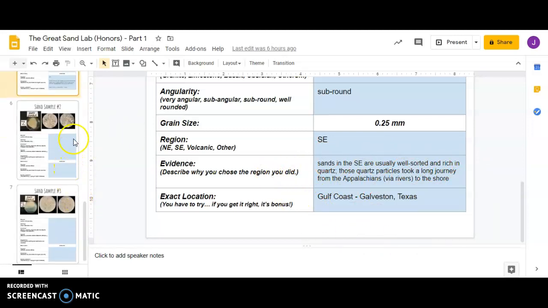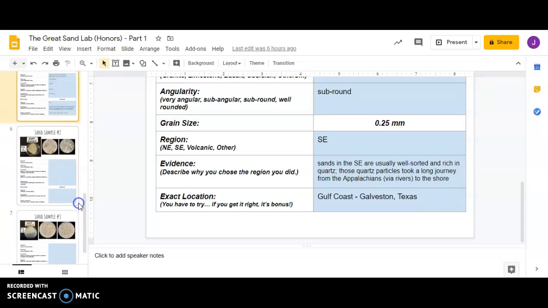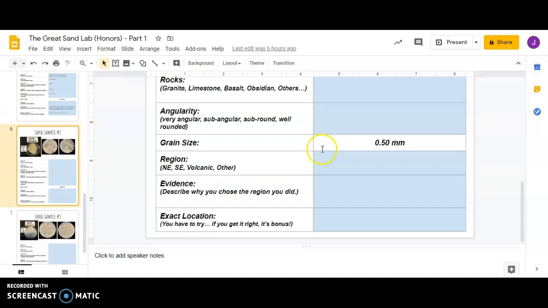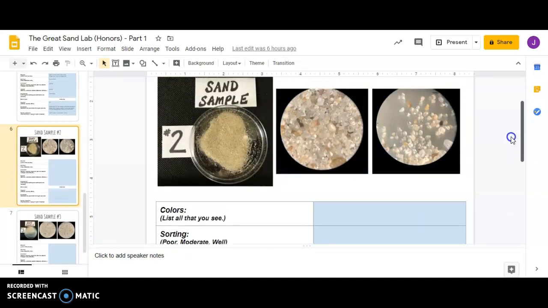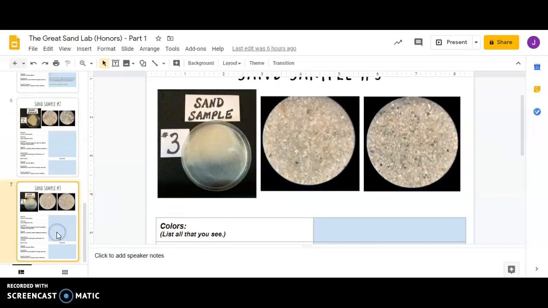It's kind of fun. Okay. So that's the first example. You can use this as a baseline. And then you have two more. You have sand sample number 2. Let me show you that picture here. Okay. Another tan sample. And then you have sand sample number 3.